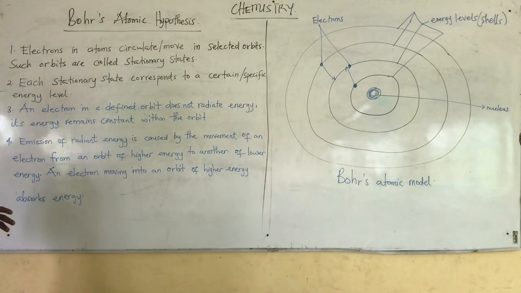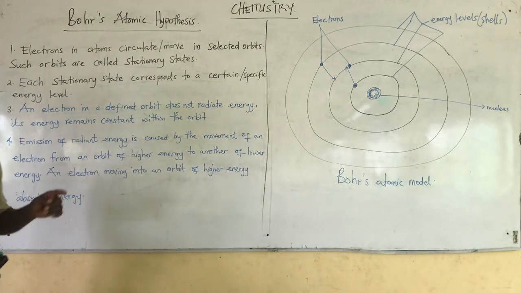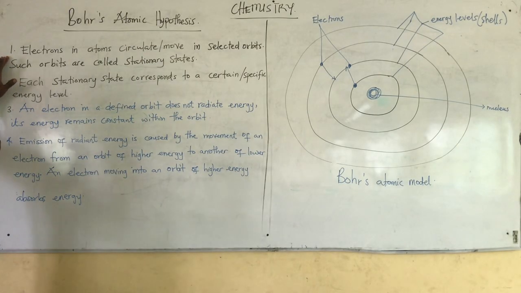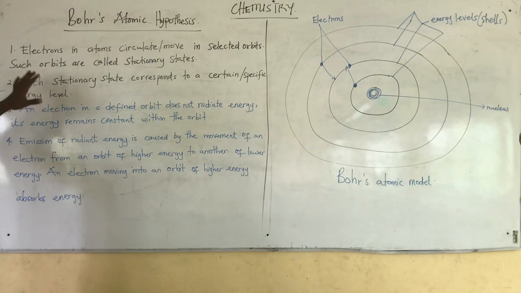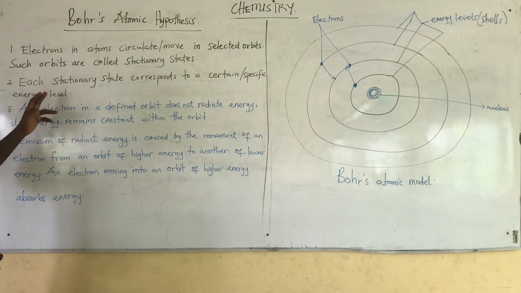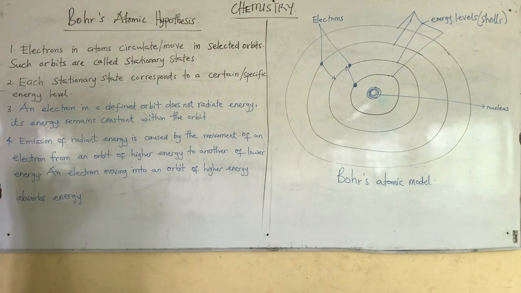First of all, he said electrons in an atom circulate or move in selected orbits. Such orbits, we call them stationary states. Point 2: each stationary state corresponds to a certain or specific energy level.